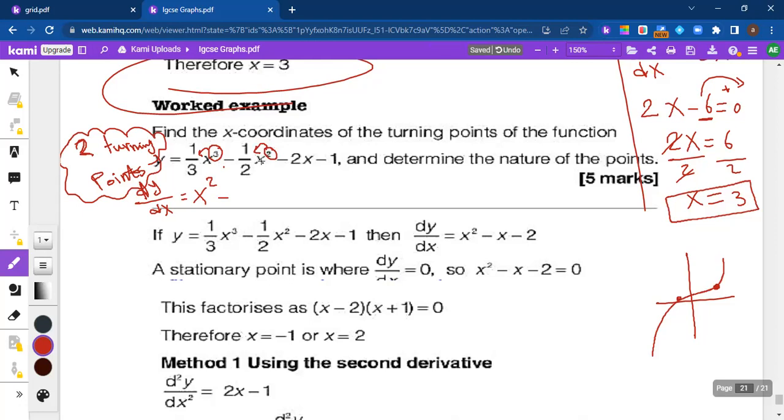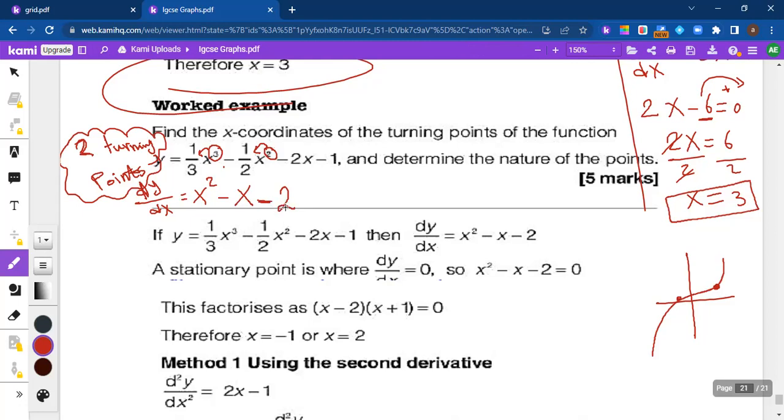2 by half equals 1, so it will be x. Minus, 2x will be what? 2x will be 2, only 2. How about negative 1? Ignore it. It will be 0. So dy by dx is x squared minus x minus 2.